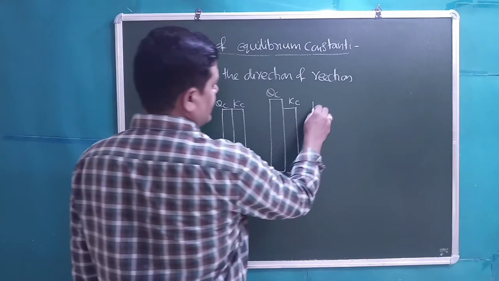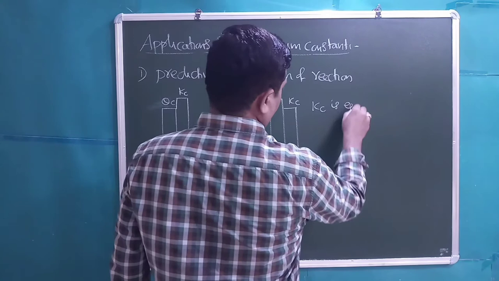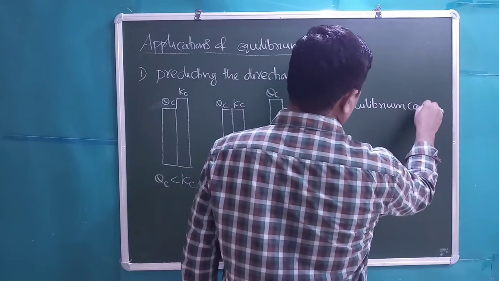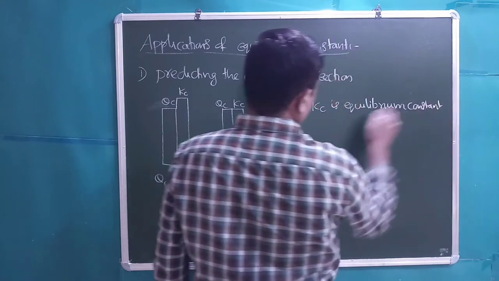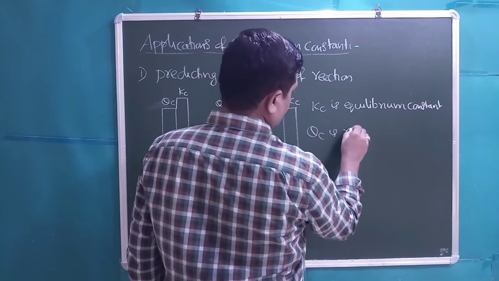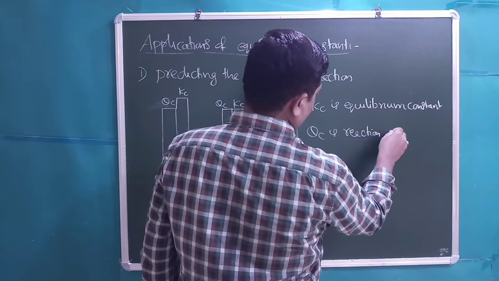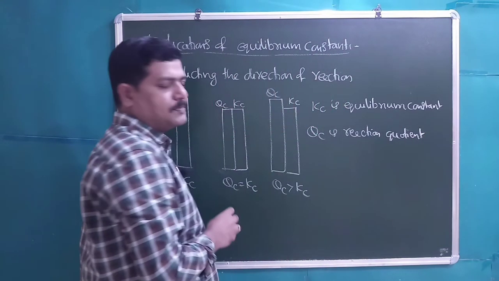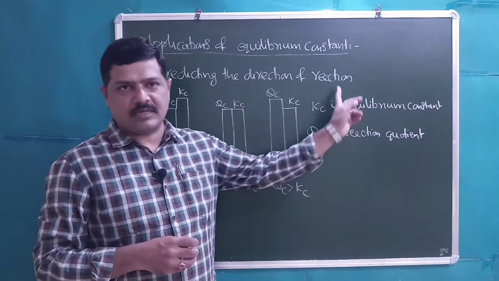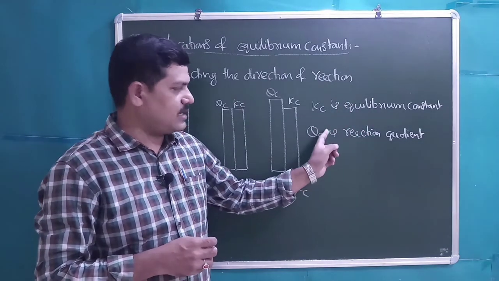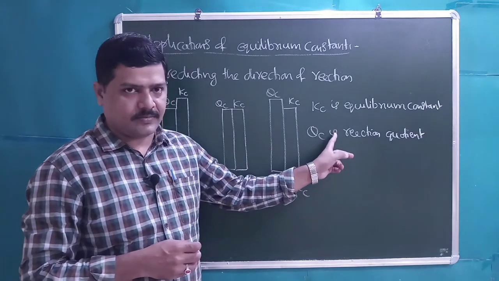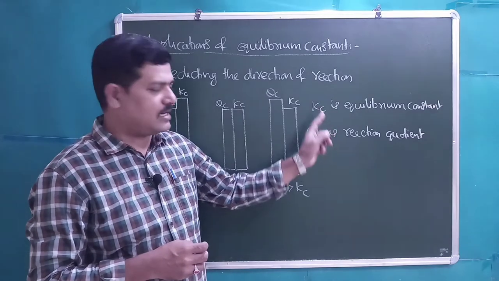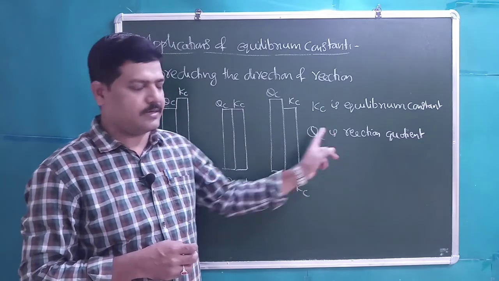Students, here Kc is the equilibrium constant. Qc is the reaction coefficient. It is known as the reaction coefficient. The expression for Qc is the same as the Kc expression, but it is used under conditions other than equilibrium, right?